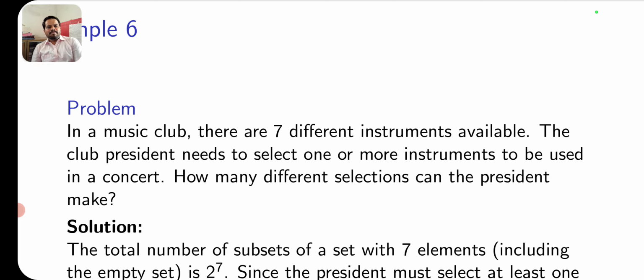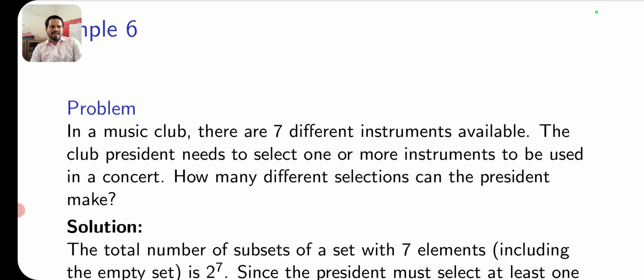In a music club, there are 7 different instruments available. The club president needs to select 1 or more instruments to be used in a concert. How many different selections can the president make? So this example is also parallel.